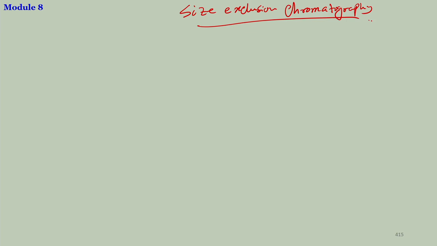Size exclusion chromatography is also a chromatographic technique where you separate the molecules based on their size. So, HPLC was used to separate by polarity; the principle was that molecules with different polarity can be separated. In this case, the molecules with different sizes can be separated based on the size of the molecules.